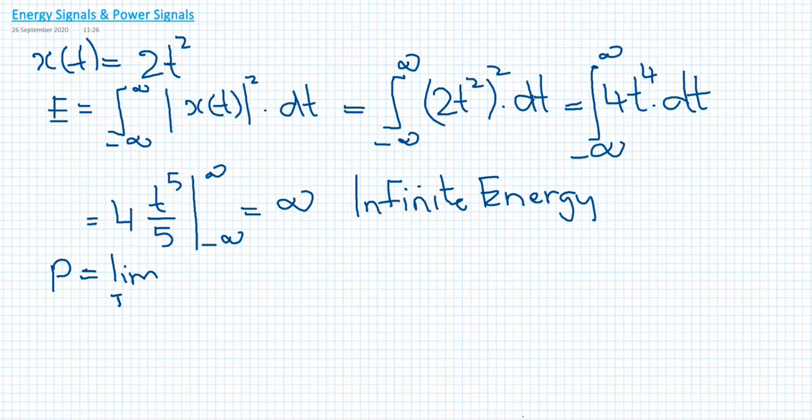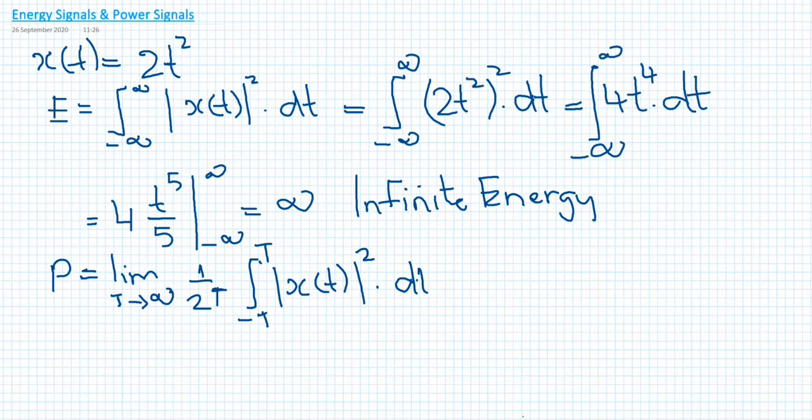t tends to infinity, and 1 divided by 2t, we have the integration from minus t up till positive t of x of t. I'm just writing the formula this time, and for the next question I will do it directly. So please memorize this formula here.